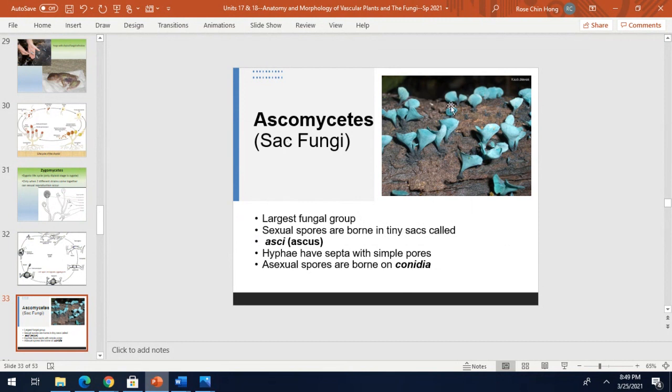However, this forms a cup-like shape of the fruiting body. All right. So you have this interchangeable name of ascomycetes. And here the hyphae have septation with simple pores, and they do have asexual reproduction through conidia, called conidiospores, and they're born on this stalk-like structure called conidia. Conidium is the singular of conidia.